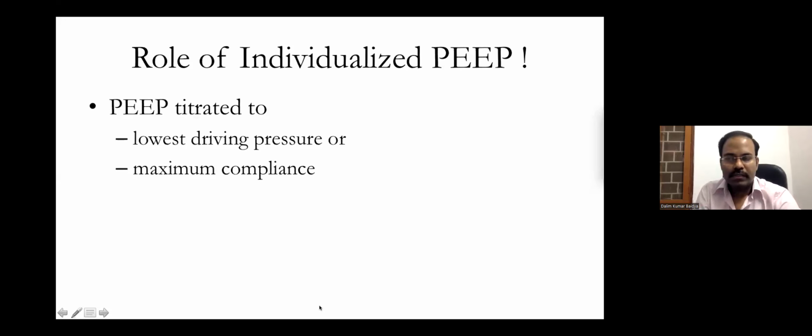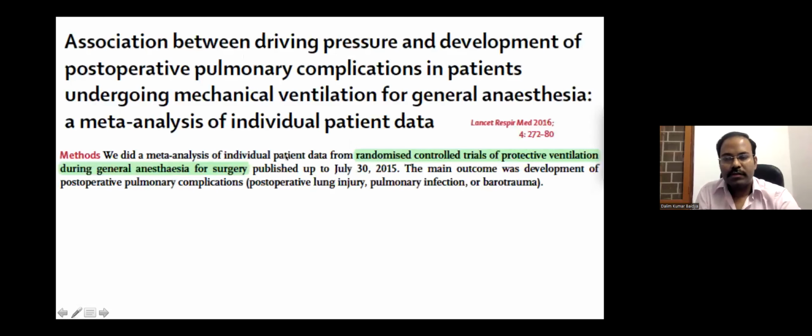So before we start doing that, we need to find out from the available literature what data shows whether a low driving pressure is really useful or not. That research question was addressed nicely in a meta-analysis published in Lancet Respiratory Medicine in 2016. This was an individual patient data meta-analysis.